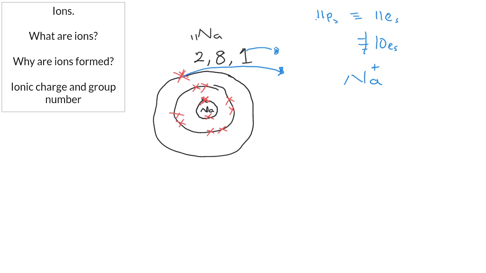And the only elements in the periodic table that will lose electrons are the metals. Only metals will lose electrons and become positively charged.